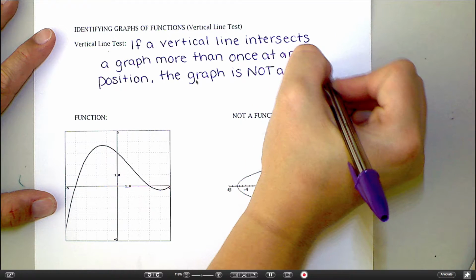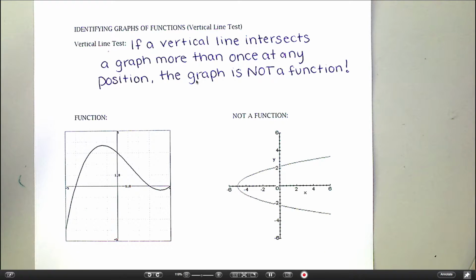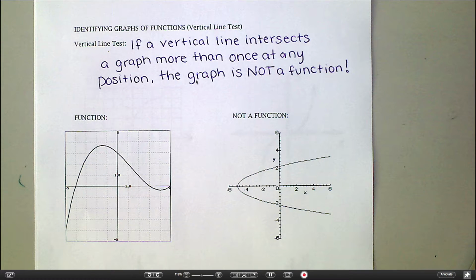And you're welcome to put that in your own words too, if you think you can simplify it a little bit. If a vertical line crosses a graph more than once in any position, the graph is not a function. And you'll see what I mean by that in just a minute.